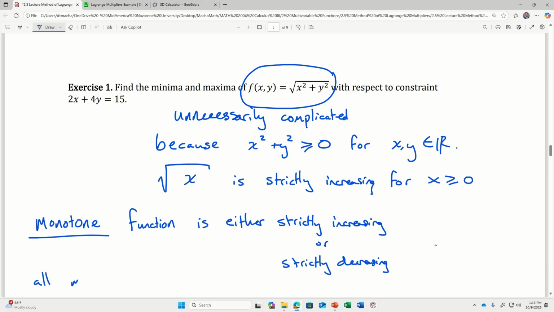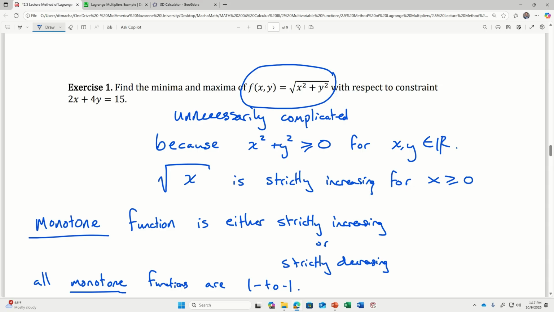And all monotone functions are one-to-one. Meaning the word one-to-one means every input maps to only one output. That makes it a function. But also, what's special about a one-to-one function is that every output value is mapped to by only one input value.